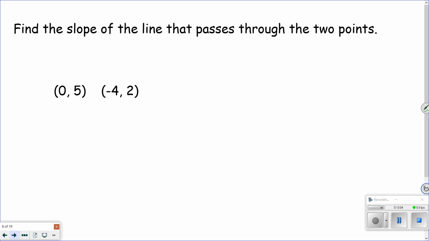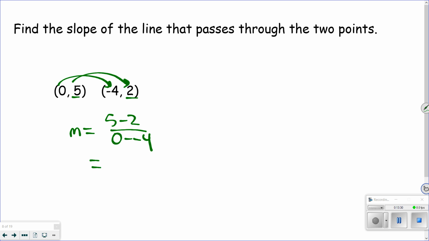So I have this point, I have (0, 5), and I have (-4, 2). Okay, so we start out. Slope formula, right? m is equal to, and I go y minus y. So these are the 2 y coordinates. I can either go 2 minus 5 or 5 minus 2. I'm going to go 5 minus 2 just because it seems easier. But if I go 5 minus 2, I've got to go 0 minus negative 4. Ends up looking like that. 5 minus 2 is 3. Minus a negative changes to a plus. That ends up being 4. So there's my slope right there, which is 3/4.